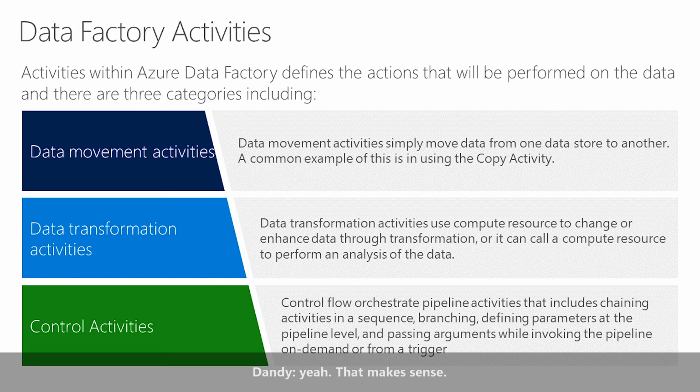We kind of just felt that we know you guys can pick up wizards. It's relatively straightforward. The second thing you might want to do is data transformation activities, where you're calling a compute resource to change or enhance data using that compute resource. And then, of course, you've got control activities, which are the control flow components that allow you to orchestrate those pipeline activities, so you can chain them together in a sequence, you can branch them off, and so forth. You can do this either on demand or maybe you have a trigger that invokes that.